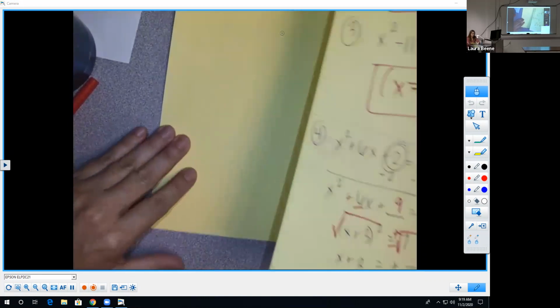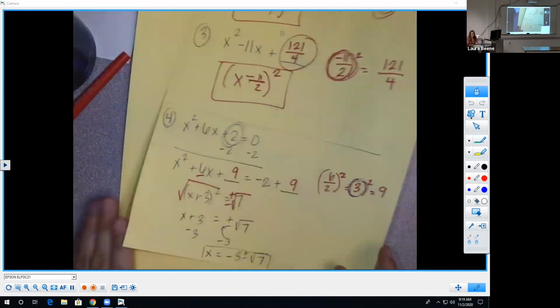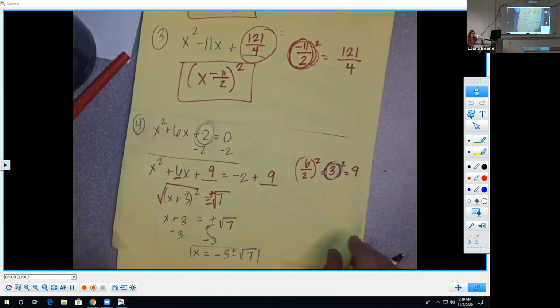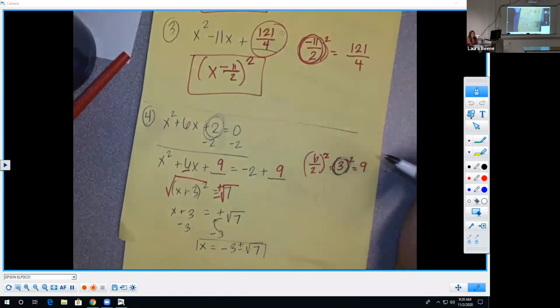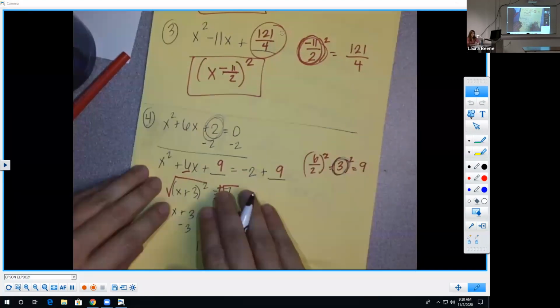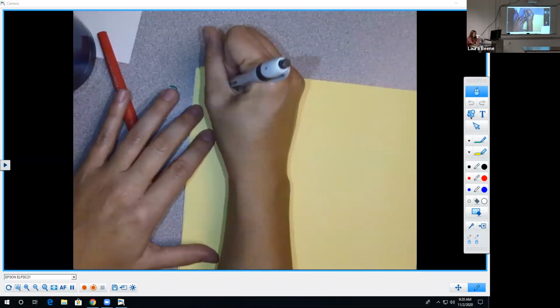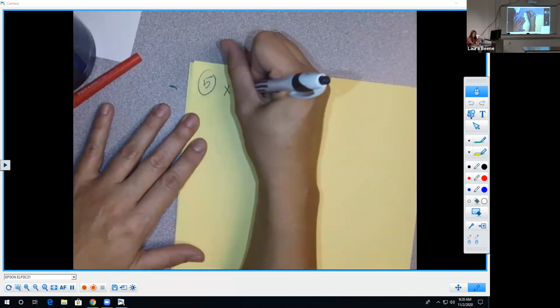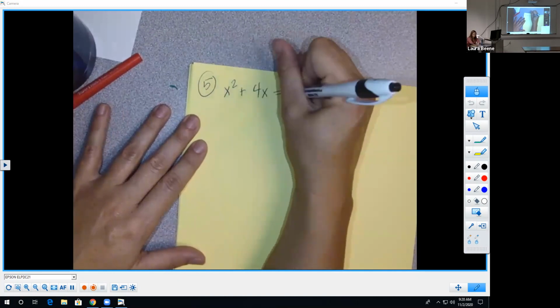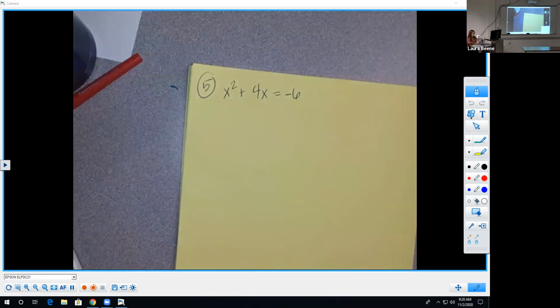Okay, let's do another one. That's essentially it for completing the square. All the problems are just like that, except for the ones that have a fraction in them. But we're just going to keep on practicing this for today, and then we'll move on to the next lesson on Wednesday. Okay, so look at number 5. If I have x squared plus 4x equals negative 6.